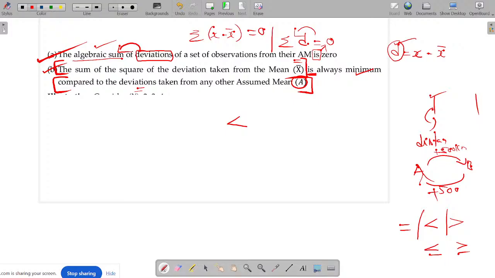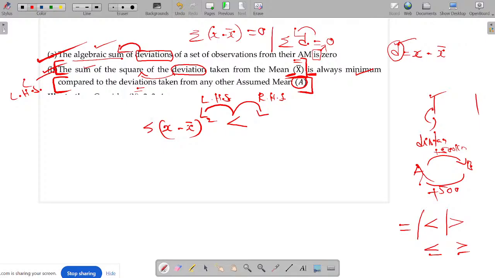Okay. So here it's given minimum. So something is compared. One is compared with another. This is the left hand side and this is the right hand side. The left hand side is this one part which I have boxed. What is given here? Here also we are talking about deviation. Deviation from where you have to take? From the mean. So x minus x bar, and you square it and then sum it.